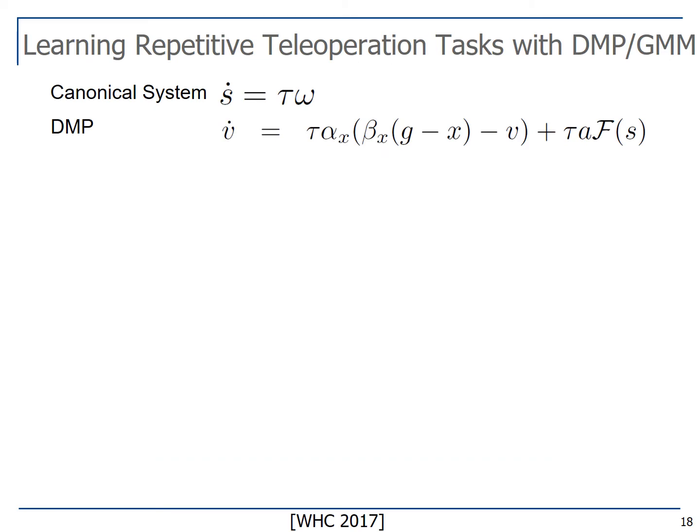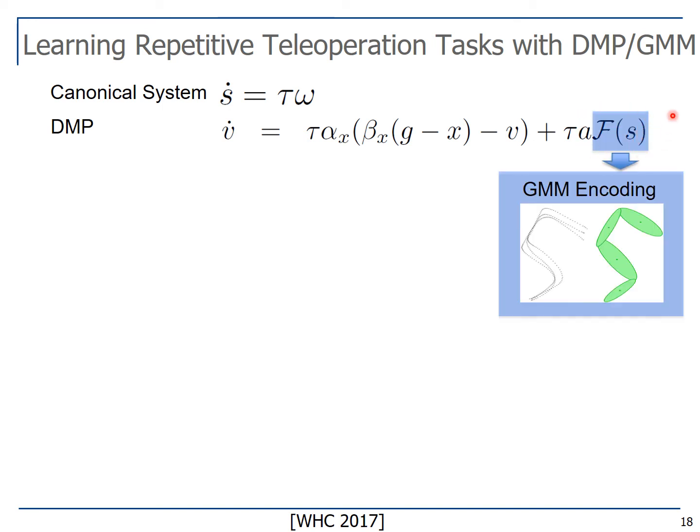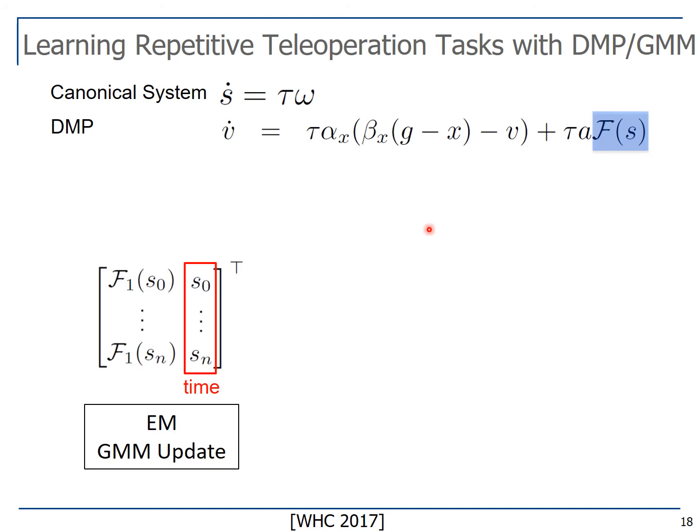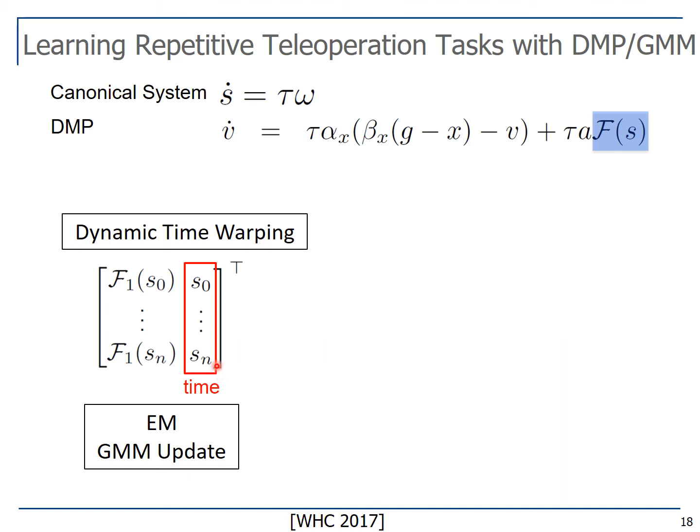Briefly speaking, we formulate this as the dynamical movement primitives, DMP. It has the canonical system for the time information, the phase variable s, and it has the second-order nonlinear dynamical system. And this nonlinear forcing term is encoded as a Gaussian mixture model. In the conventional approach, this nonlinear forcing term is encoded together with these phase variables. Also, the time series demonstrations are aligned by dynamic time warping as preprocessing.